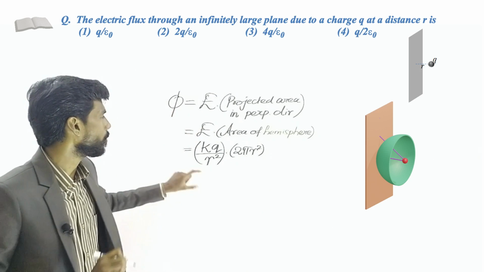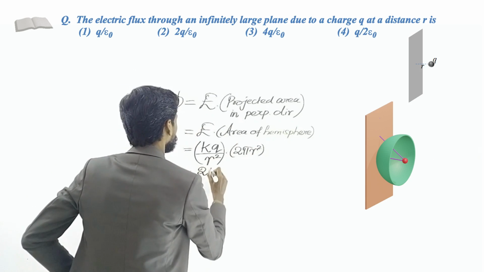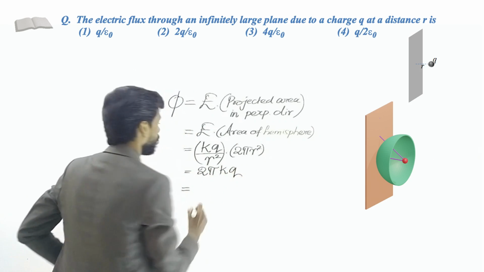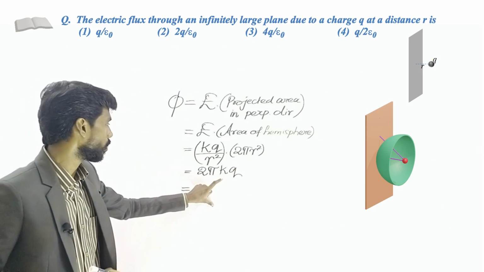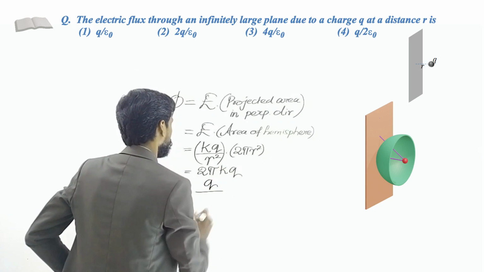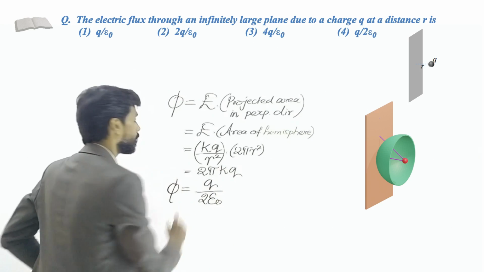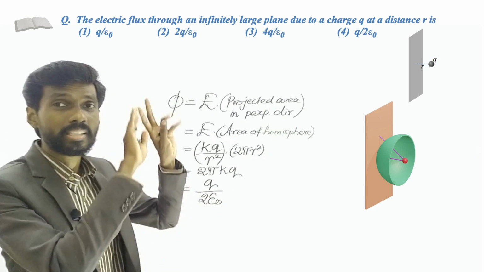That's all. So if you simplify this, r squared gets cancelled, so it is 2 pi kq. That's it. Again, we will write this k in terms of epsilon 0. So 1 divided by 4 pi epsilon 0, 2 pi gets cancelled. So that is simply q divided by 2 epsilon 0. So that's all. So that is the flux due to that charge q through the surface, right?